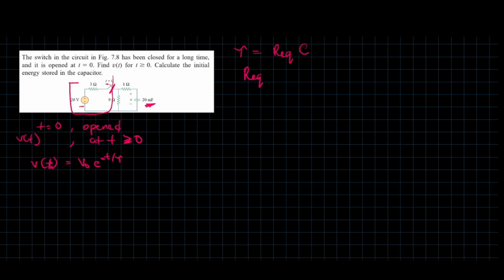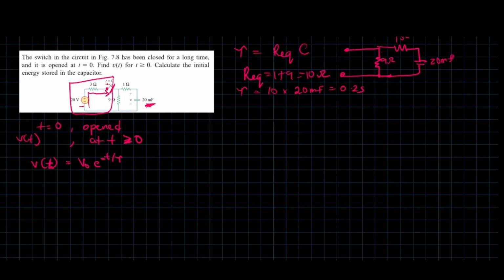So after the switch has been opened, guess what? The entirety of the circuit gets condemned because if current tries to go here now, it's stuck here. This entire circuit cannot conduct any form of current. It's condemned. So it just becomes this. This becomes the circuit. And R_eq, I think it's obvious they're in series. So it's 1 plus 9, which equals 10 ohms. And then C is 20 mF. So if you multiply the both of them, it's going to give you 0.2 seconds.